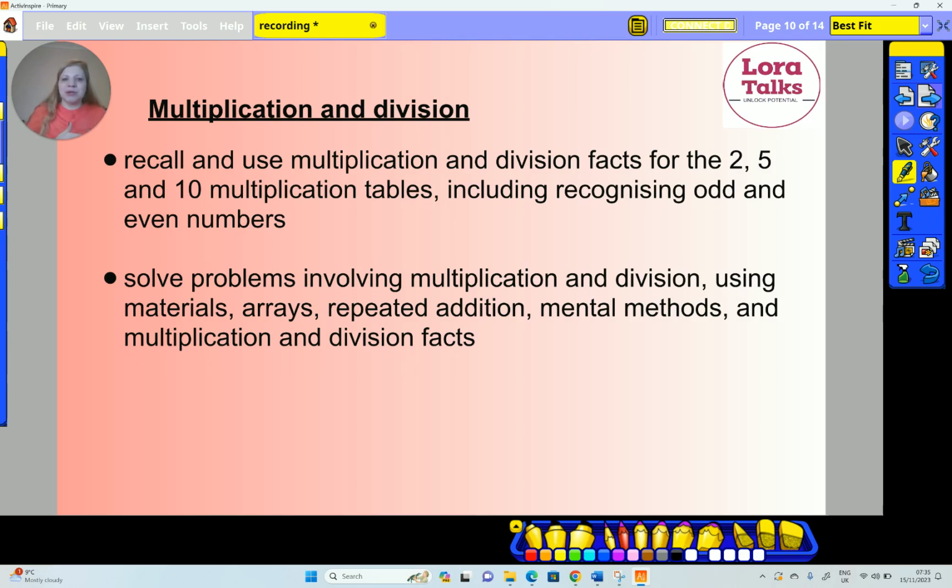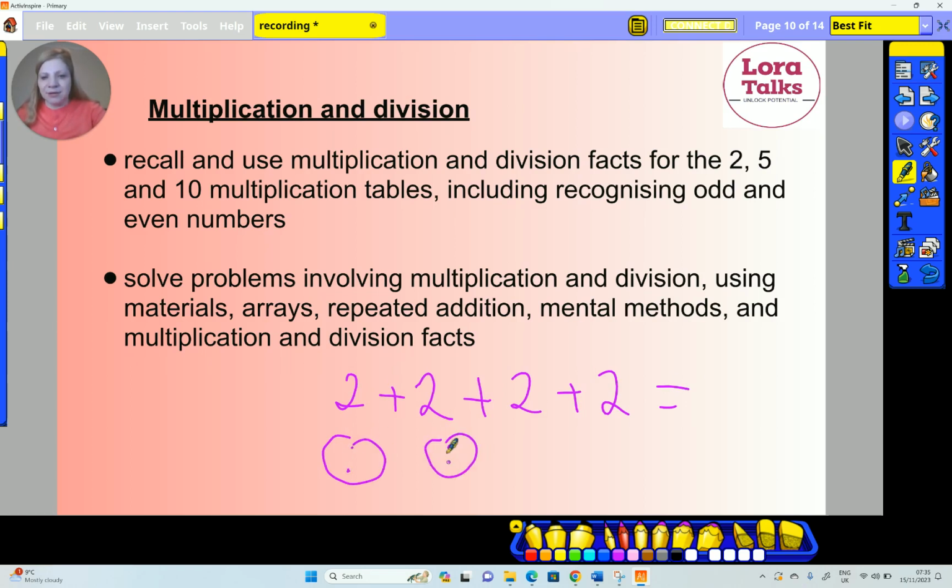And also problems about multiplication and division using materials and arrays, and so the repeated addition, mental methods, and multiplication and division facts. So you want your child to understand that 2 plus 2 plus 2 plus 2 is the same as little circles like that, which means 2 times 4. Yeah, so it's a different representation of the same times tables. And at the same time, you can make little arrays without any circles to represent that. So that would be your representation in different ways, and the child understands how to do that.